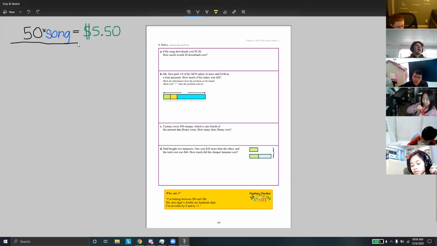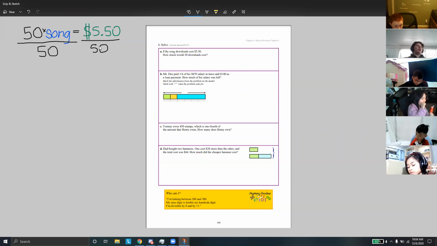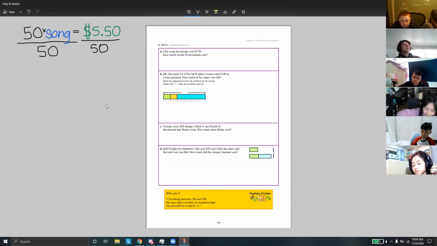So we're going to divide both sides by 50, and the reason is because we don't want to know what 50 times bigger than a song is. That's what we know already. We already know that 50 songs is $5.50. We want to know what one song is. So how are we going to go ahead and do $5.50 divided by 50?